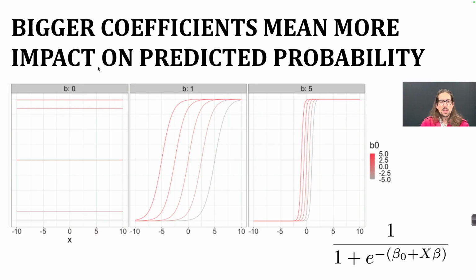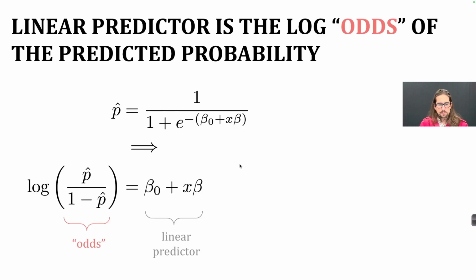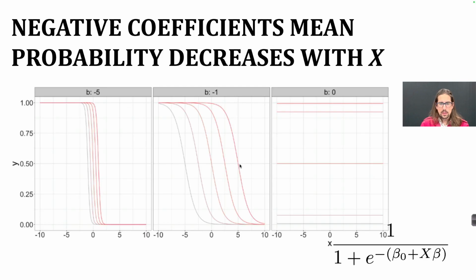Bigger coefficients mean more impact on predicted probability. So if you have a bigger coefficient, these things are changing more steeply, more dramatically. And if you have negative coefficients, then the change is going in the opposite direction. So at a minimum, you can say if you have a big coefficient, this predictor is changing the predictions very dramatically, either increasing the risk dramatically or decreasing the risk dramatically. But it's predicted risk. It's not necessarily real risk. This is what the model thinks.